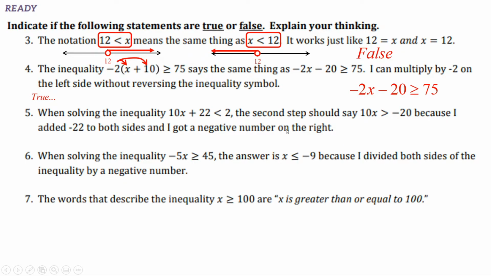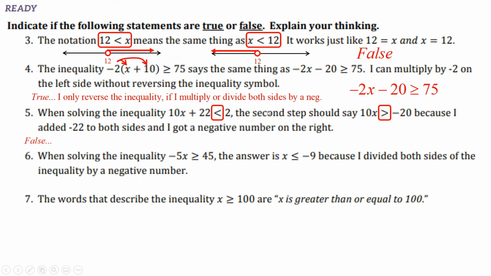And again, the reason we did not reverse the inequality symbol is because we only multiplied by -2 on the left-hand side. We're just simplifying one side. I only reverse the inequality if I multiply or divide both sides by a negative. Okay, number 5. When solving the inequality 10x plus 22 is less than 2, the second step should say 10x is greater than negative 20 because I added negative 22 to both sides and I got a negative number on the right. Well, let's see if we agree with that statement.